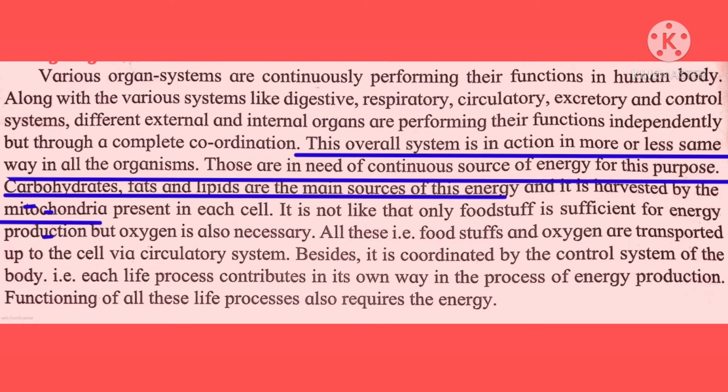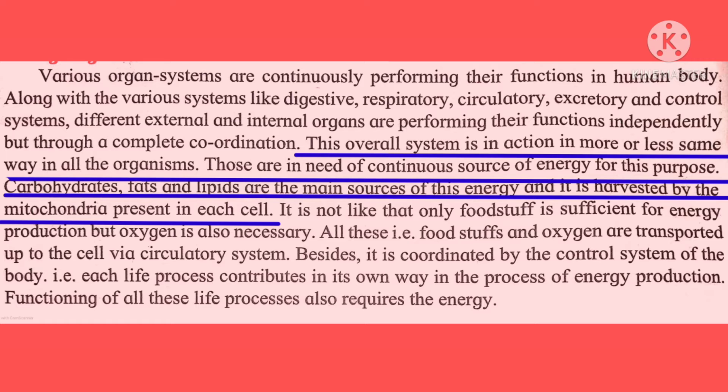This overall system is in action in more or less the same way in all living organisms. They are in need of a continuous source of energy for this purpose. Carbohydrates, fats and lipids are the main sources of this energy, and it is harvested by the mitochondria present in each cell. Students, all these systems work in different living organisms depending upon the complexity of their body structure. But for performing any work, we need energy. So these systems need a continuous source of energy for their working.